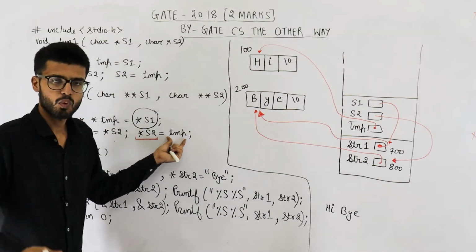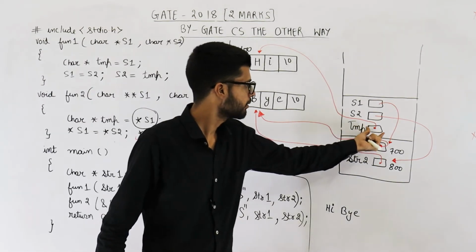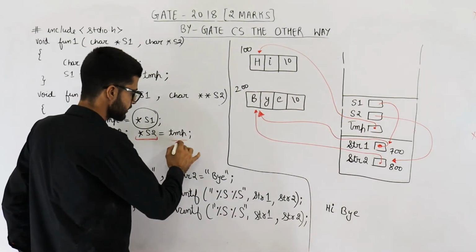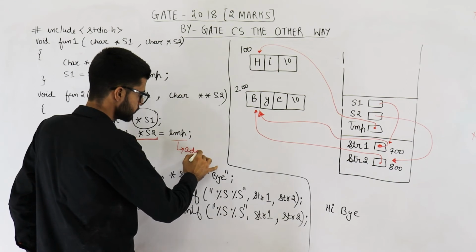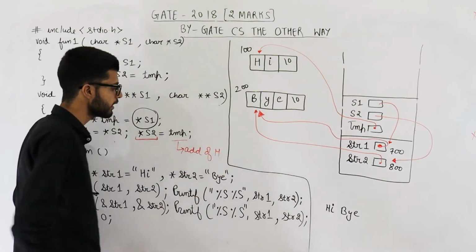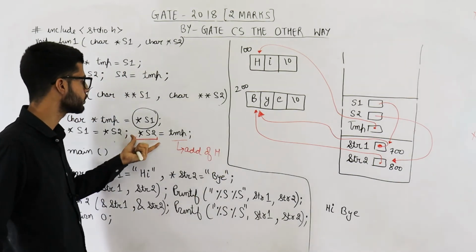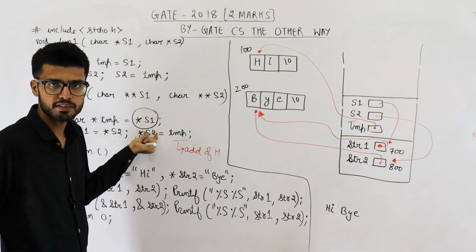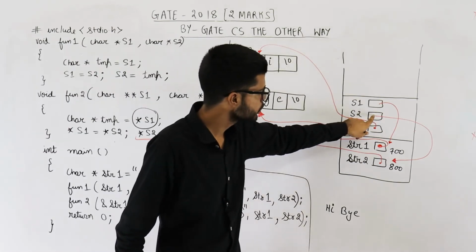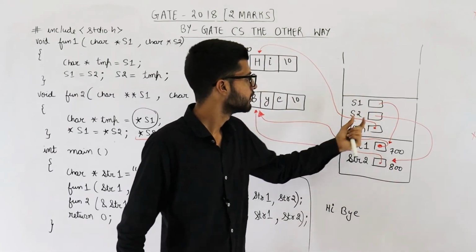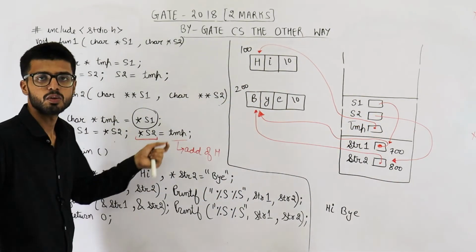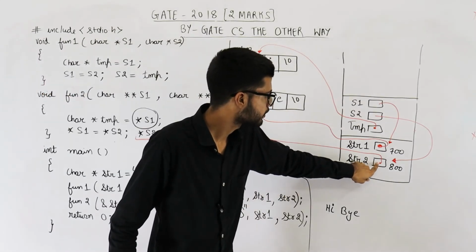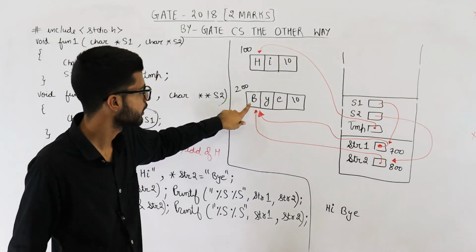tmp is some address. What address is tmp? tmp points to h. So address of h. This is address of h. It has to be assigned to this LHS. What is LHS? S2 itself is the address. So S2 contains this address 800. And writing star S2 means value present at address 800. So what is the value present here? The value is this. Okay.